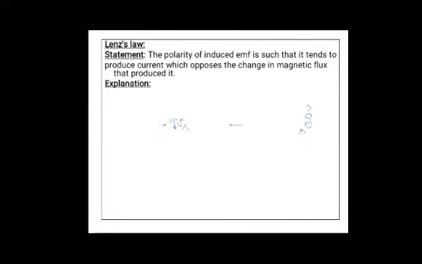First let us see the statement. The polarity of induced EMF is such that it tends to produce current which opposes the change in magnetic flux that produced it. So what is the meaning of this? To explain this statement, the polarity of induced EMF is such that it tends to produce current which opposes the change in magnetic flux. Means what? Current is opposing magnetic flux. Okay. So how is it opposing?